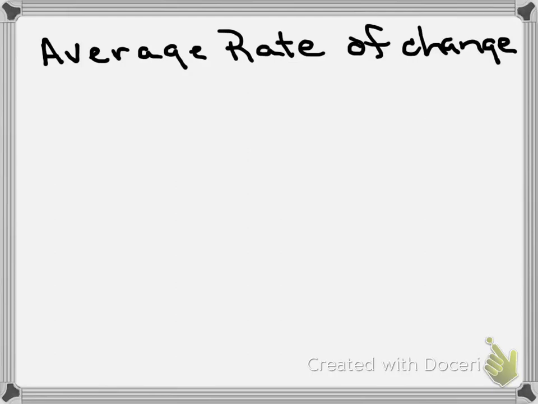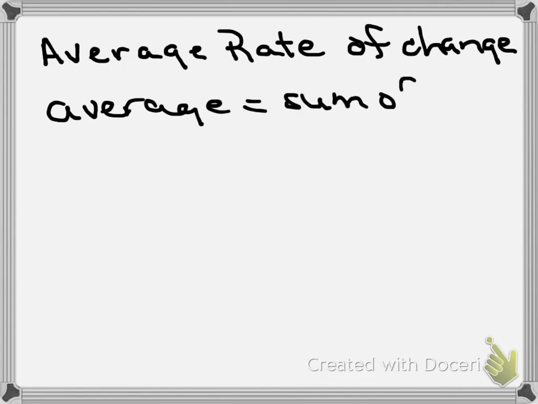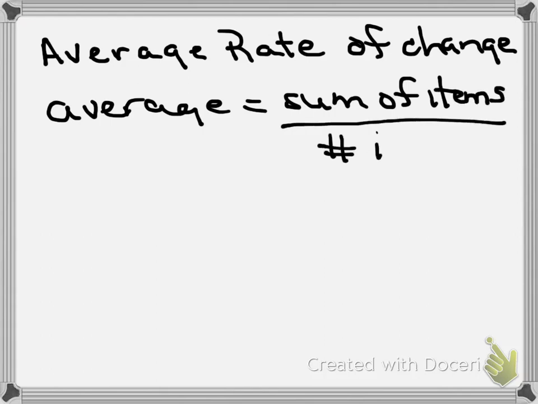Okay, I want to talk to you today about the average rate of change. So the first thing we want to notice or recall is that the average is equal to the sum of items divided by the number of items you have. So let's look at an example.